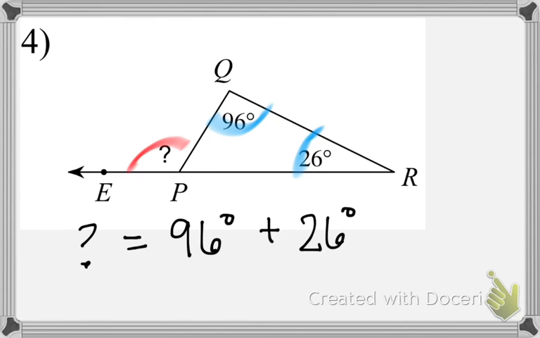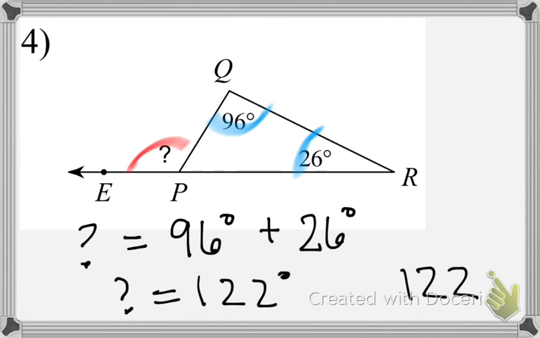Okay, and so then here if we want to find our question mark, then we would simply add these. So we have the 96 plus the 26, and that would give us the 122 degrees. Okay, so once again, your answer for the form is simply going to be 122. There's no spaces, there's no X, there's no question mark.